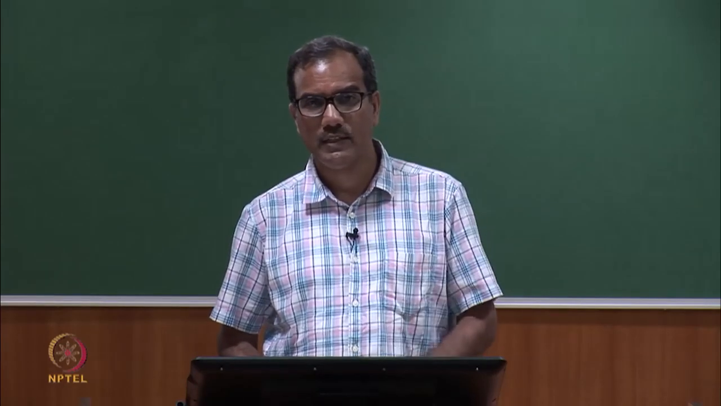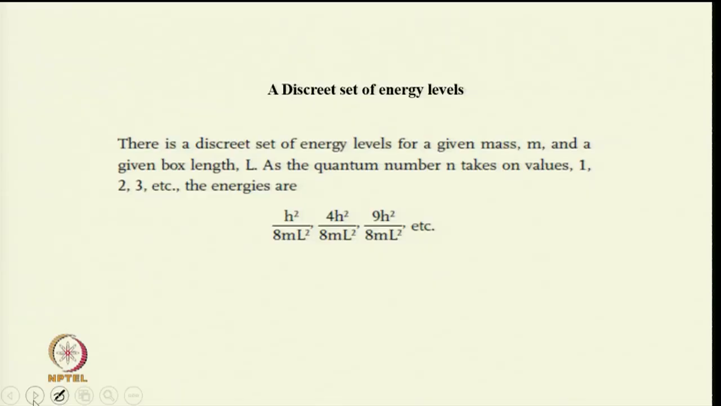And here comes the concept of confinement. When a particle is confined in a one-dimensional box, then its energy can only take discrete values. So there is a discrete set of energy levels for a given mass m and given box length L. n can take values 1, 2, 3, and so energy is h square by 8mL square, 4h square by 8mL square, 9h square by 8mL square. This is when n is equal to 1, this is when n is equal to 2, and this is n equal to 3.